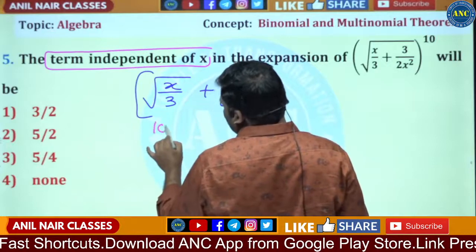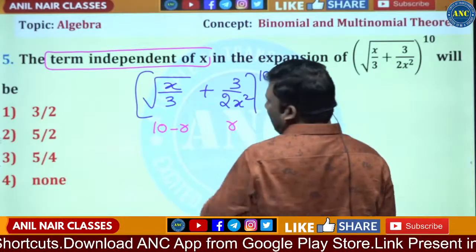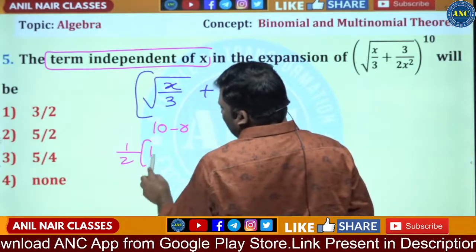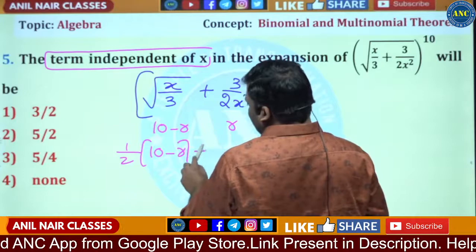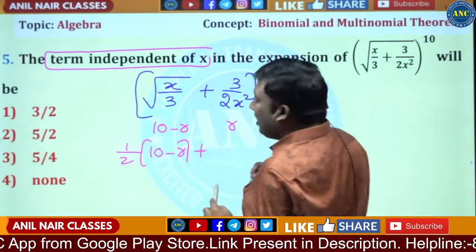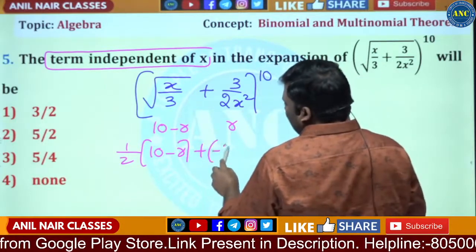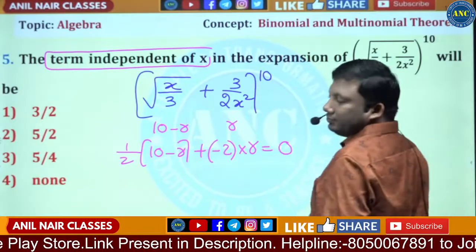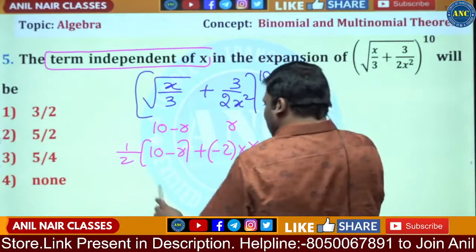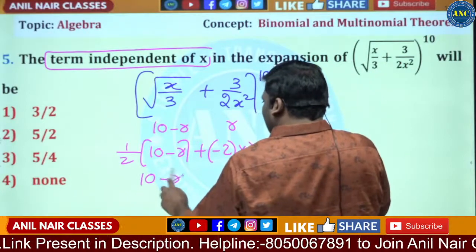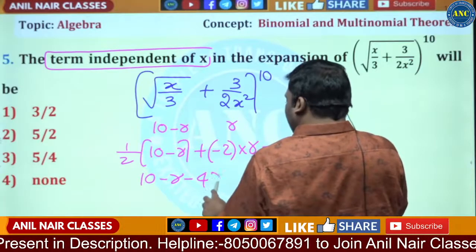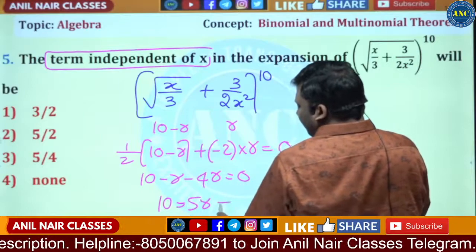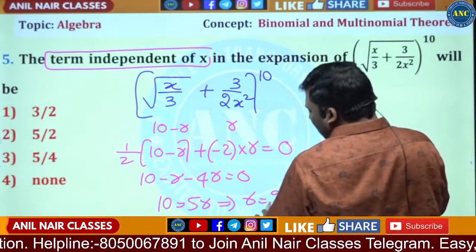So here it will be 10 minus r and here it will be r. Power of x is half. Half into 10 minus r plus, x is there in the denominator, x square, in the numerator it is minus 2 into r. I want it 0, independent of x. So this will become 10 minus r, multiply it by 2, minus 4r equivalent to 0. 10 equivalent to 5r. That means r equivalent to 2.